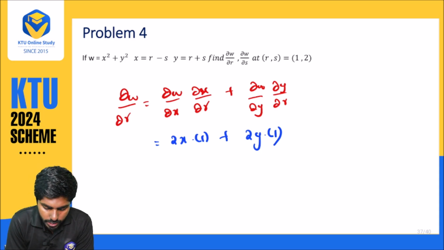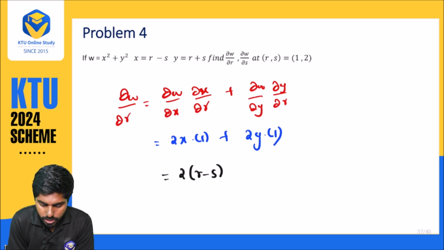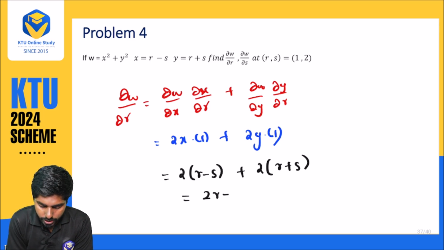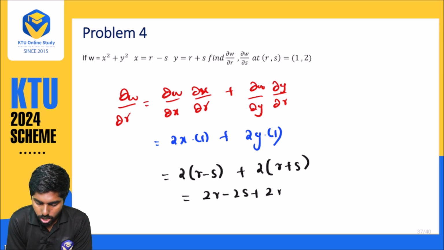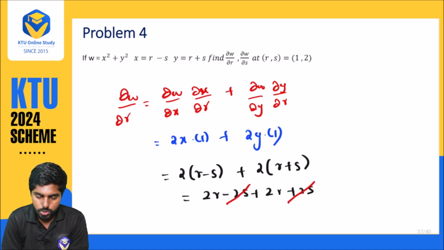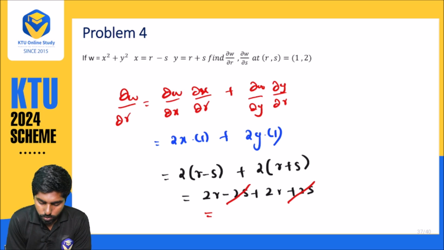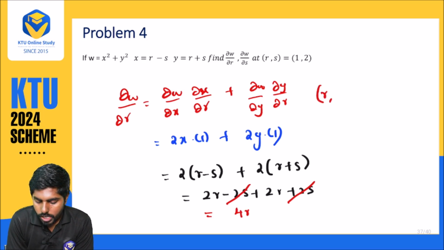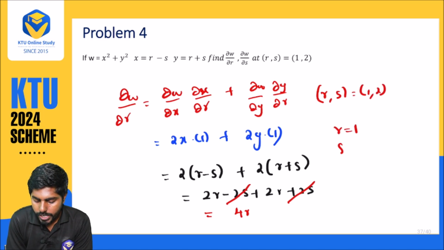So what is x? We know the value of x. x is equal to r minus x, so 2 into, what is y? y is equal to r plus x. So that is 2r minus 2x plus 2r plus 2x. So we can cancel plus 2x and minus 2x. So what is left out? 4r. So what is r? The values they have given, r, x is equal to 1, 2. So r equal to 1, x is equal to 2.